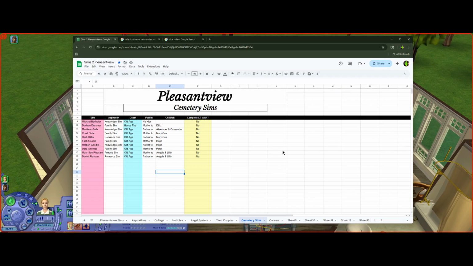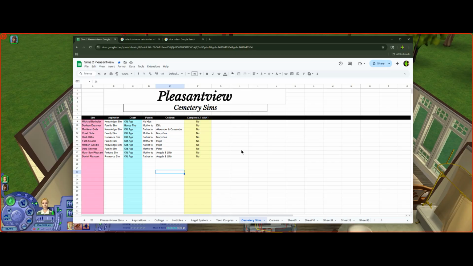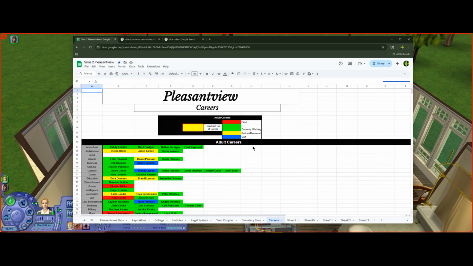I kind of want to add another chart here to see how all these Sims died, you know? Like, did they die from a house fire? Did they die of old age? Did they die from drowning? Did they freeze to death? Did they burn up to death? I just want to add a little detail to that as time goes along. But for now, most of them is old age, and only one died of house fire. So, as of now.